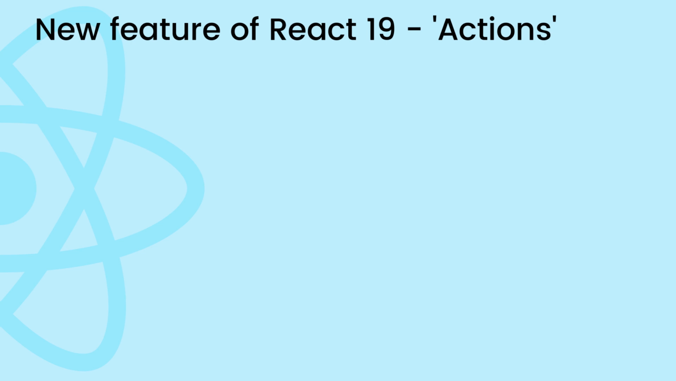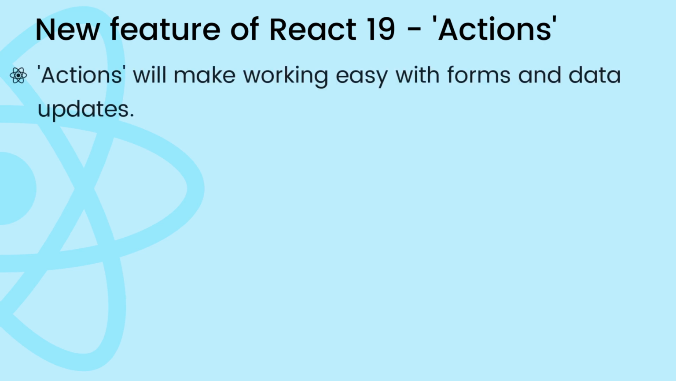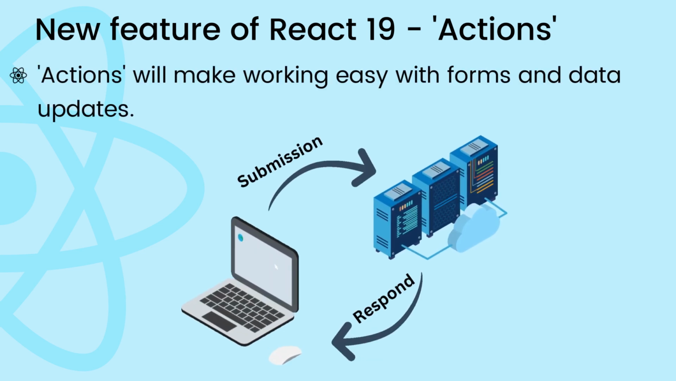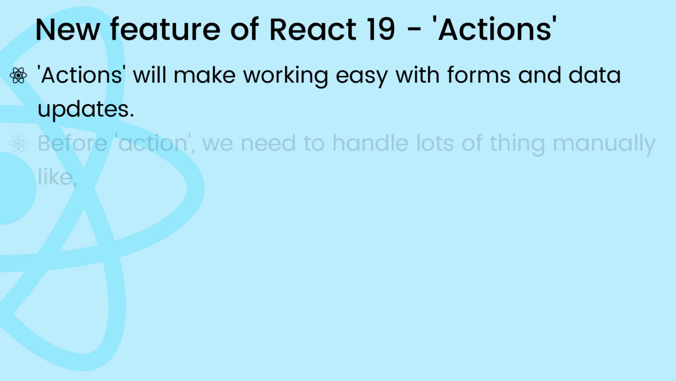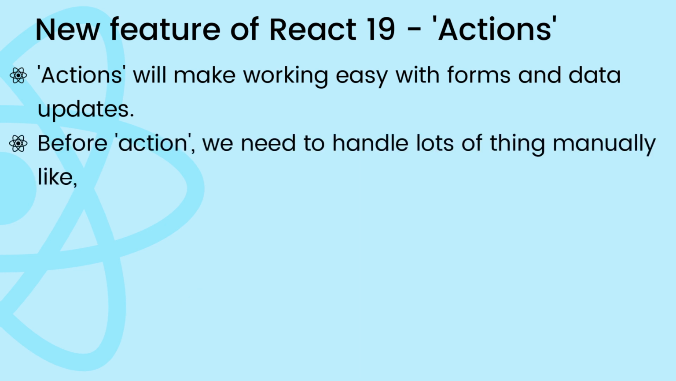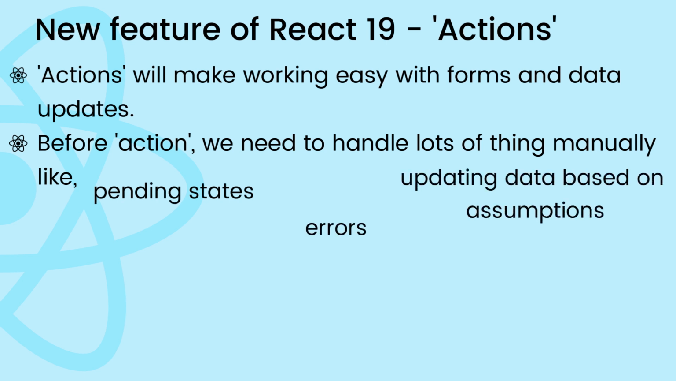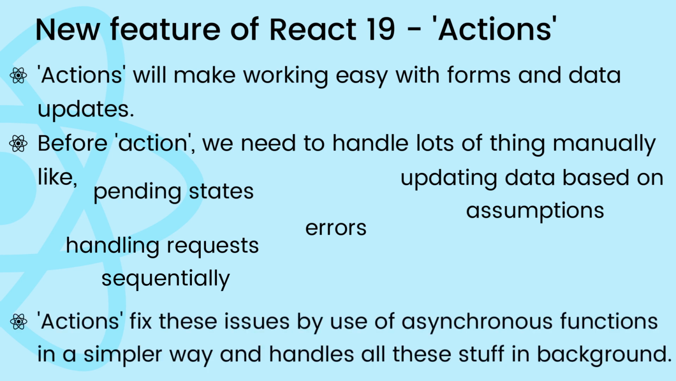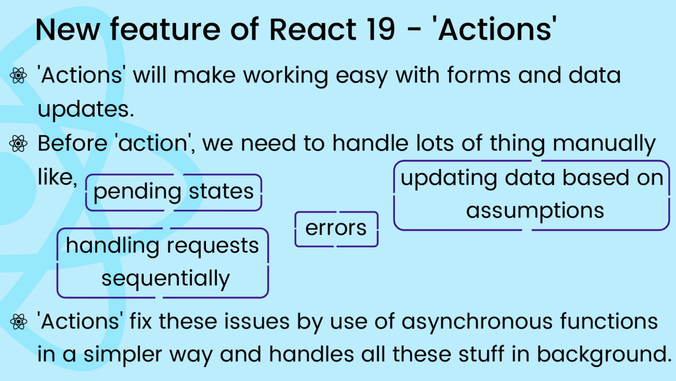React 19 has a new feature called Actions that makes working with forms and data updates easier. Before Actions, we had to handle a lot of things ourselves, like pending states, errors, updating data based on assumptions, and handling requests sequentially. Actions fix this by allowing us to use asynchronous functions in a simpler way. It handles all that complex stuff in the background.